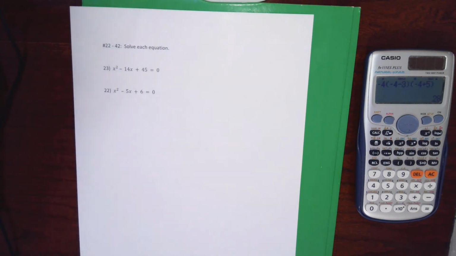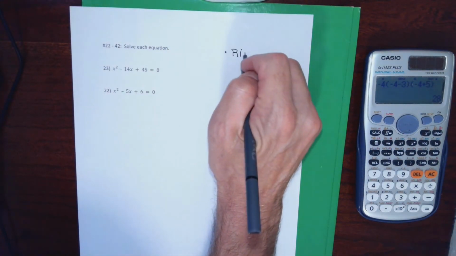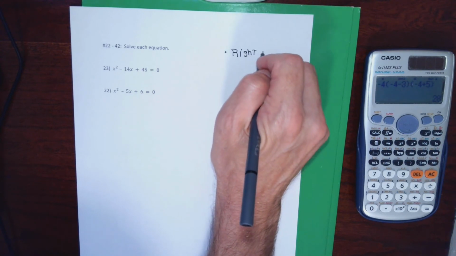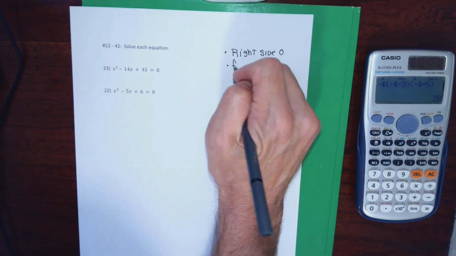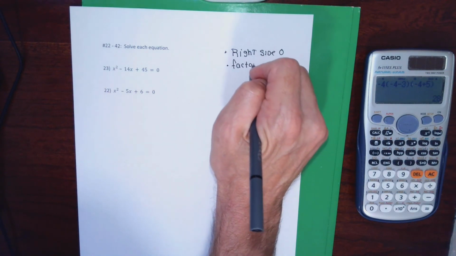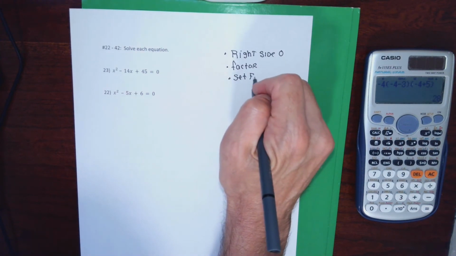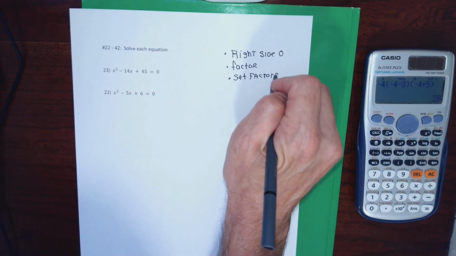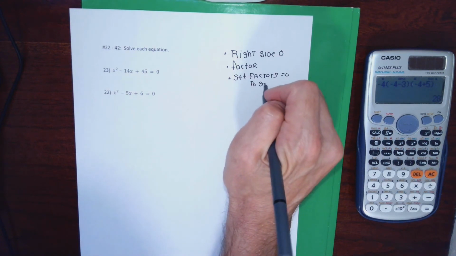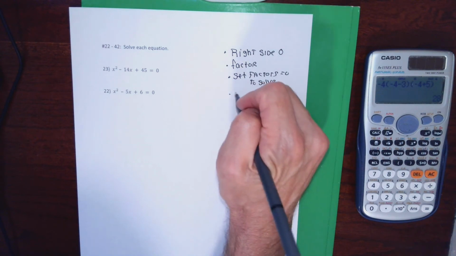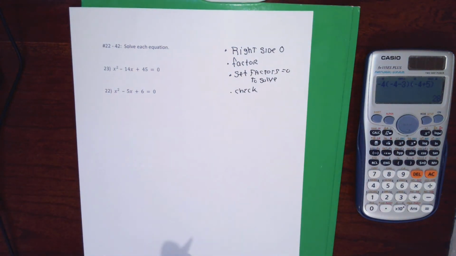My goal is to get 0 on the right side. It could be on the left side, but usually it's 0 on the right side. I need to get the left side completely factored. After I get that, I set the factors equal to 0 to solve. And then if I'm feeling ambitious, I check. And I check in the original problem, not in the factoring, just in case I factored wrong.